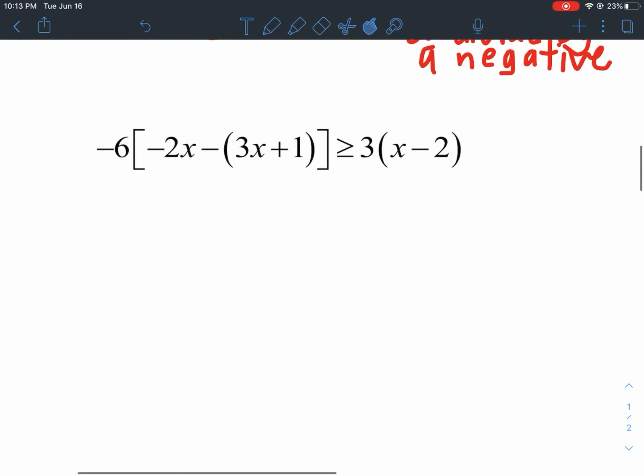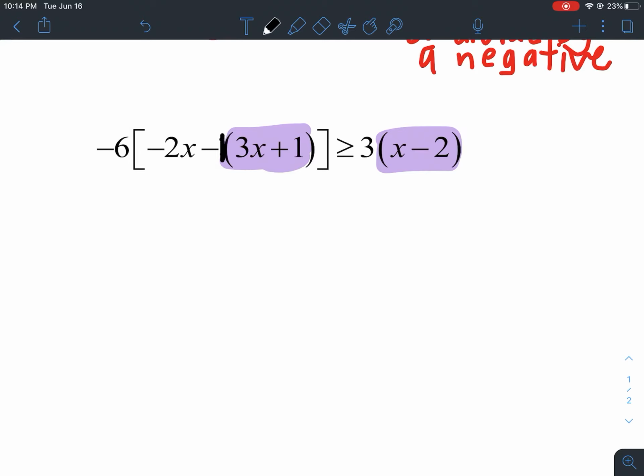Okay, so now taking a look at number 2. First thing we need to do is simplify this, just like our solving equations. So here we have a lot of different grouping symbols. I see some brackets. We have some parentheses. Whenever you have multiple grouping symbols, you want to work from the inside out. So I go all the way on the inside to these parentheses.